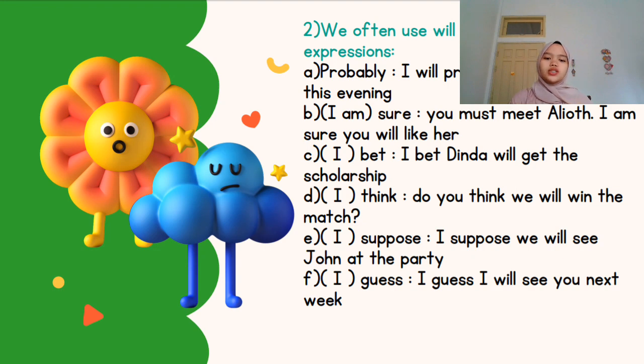And number two is we often use will with these words and expressions: probably, I'm sure, I bet, I think, I suppose, or I guess. I will probably be a little late this evening. Or maybe you must meet Elliot. I'm sure you will like her. So we use will with these words and expressions.